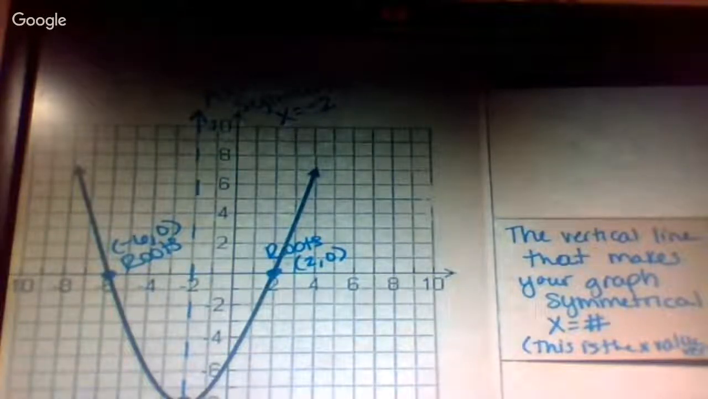Please note, when you write your axis of symmetry, because it is a line, if you just give me -2, I'm marking it wrong. It needs to be x equals, so please get into the habit of always writing x equals for your axis of symmetry. It's not a point, it is a line.